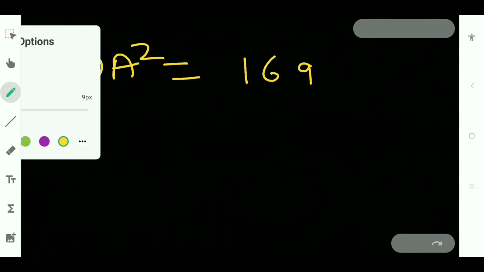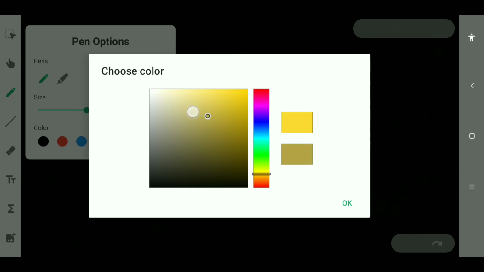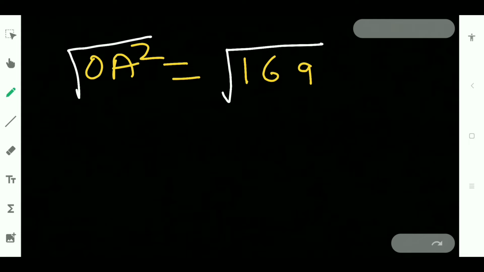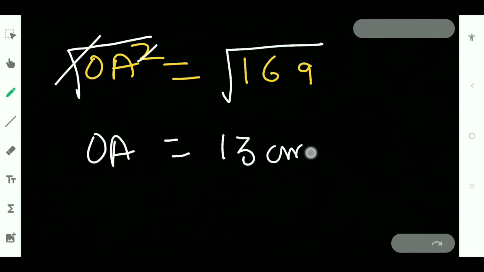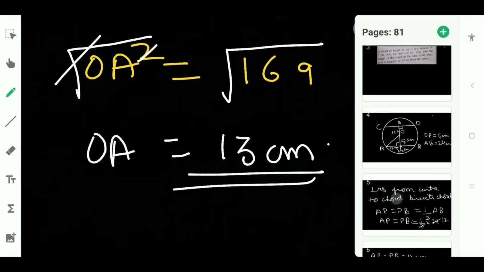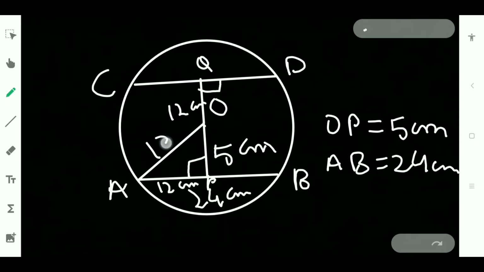When we do square root on both sides, we will be getting, here square and root cancel, OA will be equal to square root of 169 is nothing but 13 centimeter. Square root of 169 is nothing but 13. So here OA will be nothing but 13 centimeter. Okay. Now another construction is join OC.